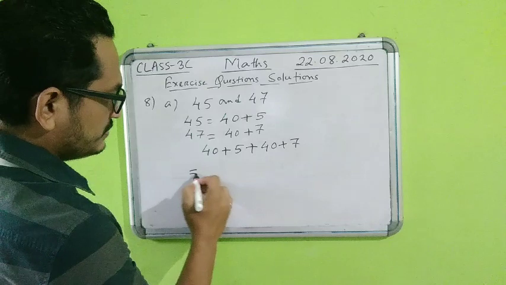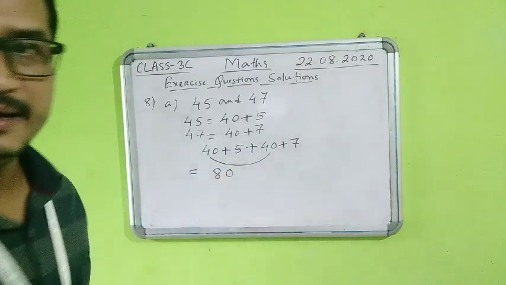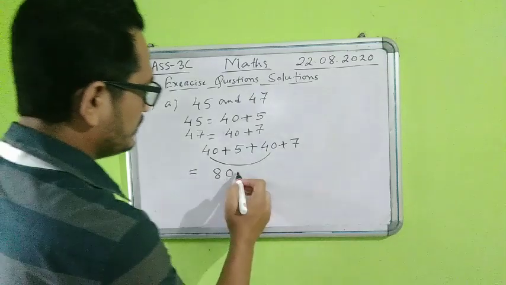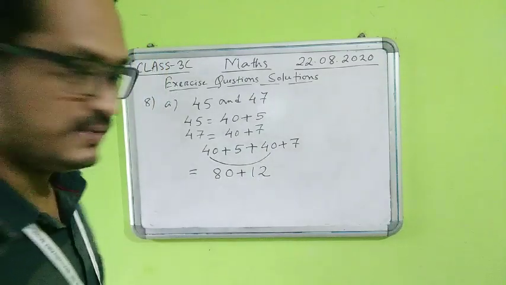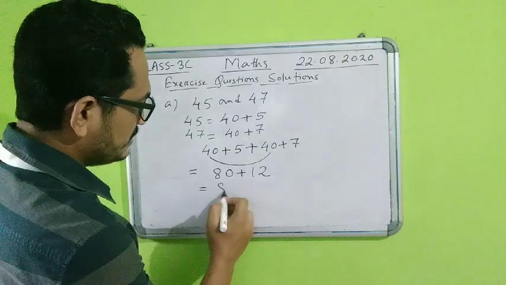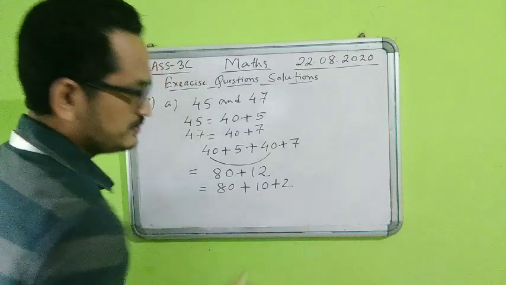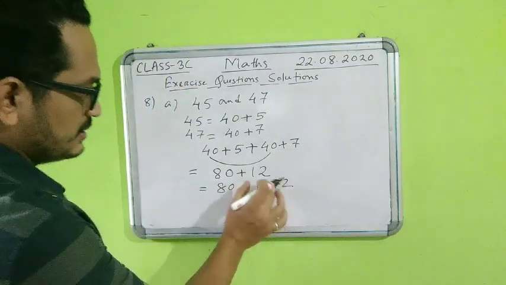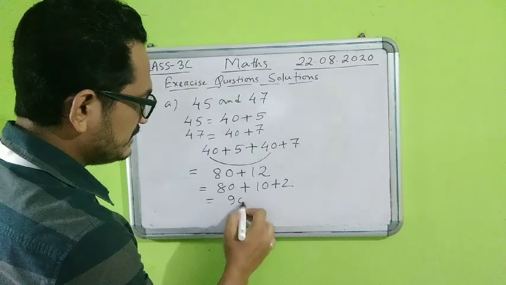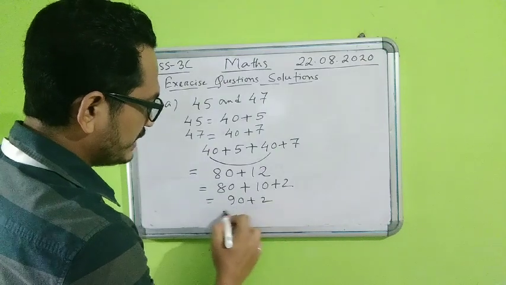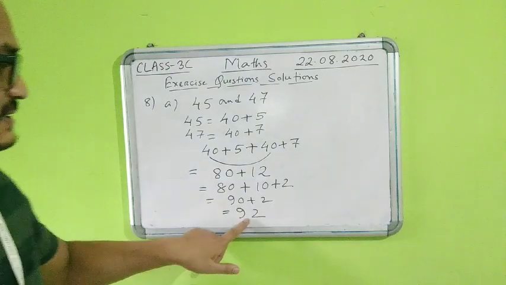Now you need to add these two. 40 plus 40 will be how much? It will be 80. It is very easy to find out. Plus 5 plus 7, it will be 12. Now 80 keep as 80. 12 can be broken as 10 plus 2, because I can make a regrouping again. Now 80 plus 10 is 90. 90 plus 2, and finally it is 92. So the answer we got is 92.